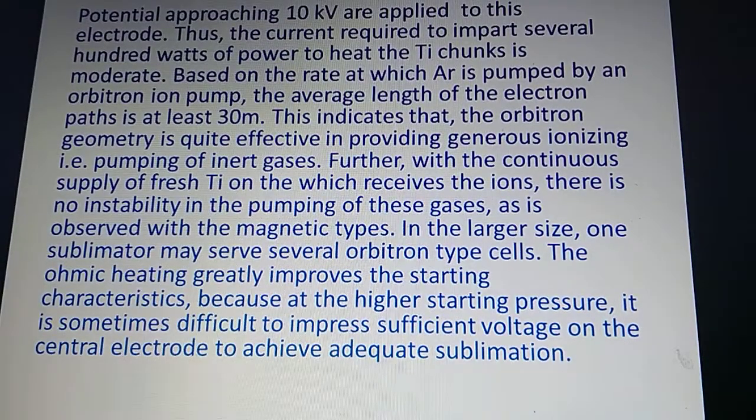So this is all about the Arbitron pump, and I hope you have understood this Arbitron pump. You can search on YouTube or Google for more clarity, and we'll stop here.